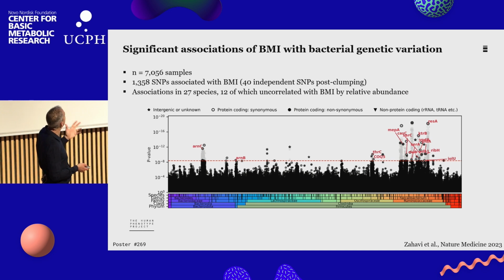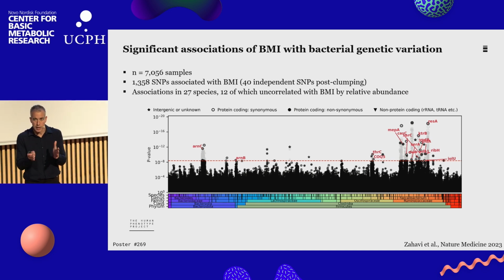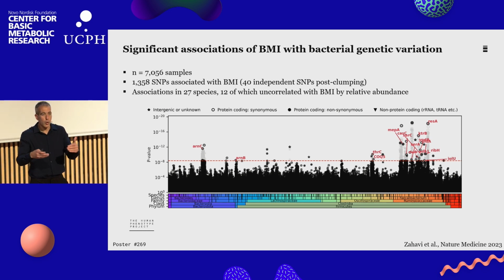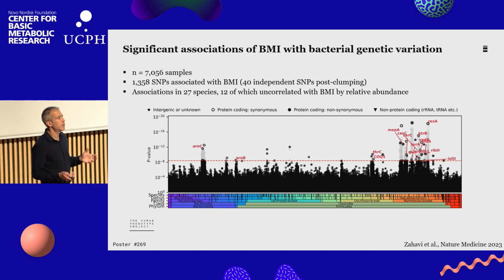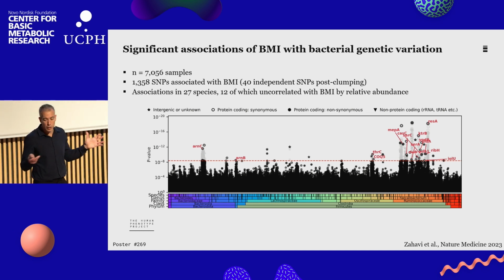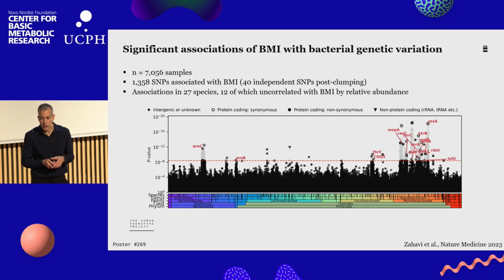In this case, we're looking at BMI. Overall, we found over 1,000 of these SNPs. Many of them come in blocks, so after you remove SNPs that are correlated to each other, we're left with about 40 independent positions in 27 different bacterial species that showed strong association.